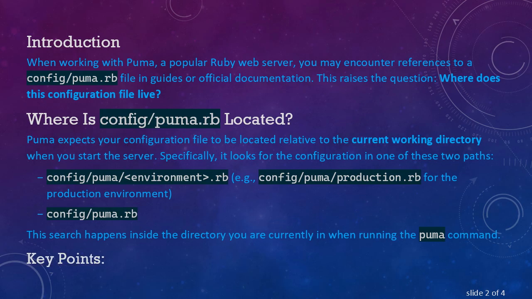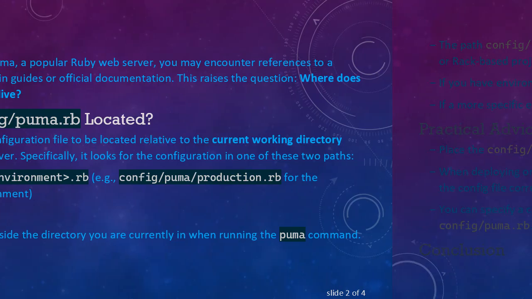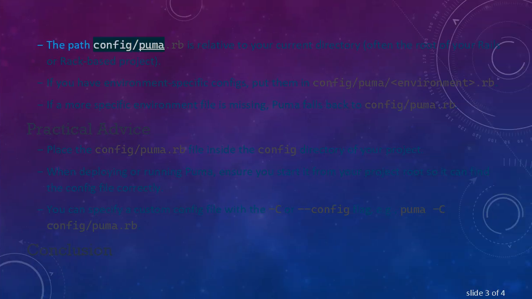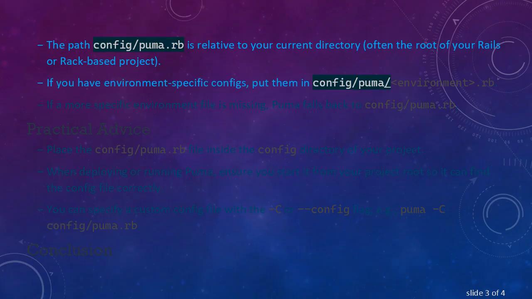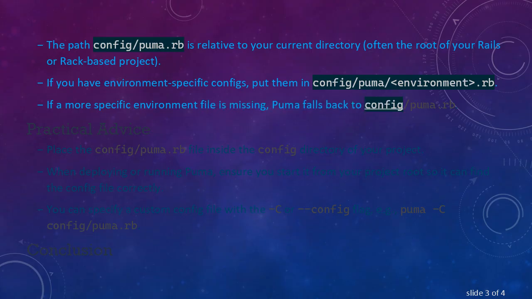Key points. The path config/puma.rb is relative to your current directory, often the root of your Rails or Rack-based project. If you have environment-specific configs, put them in config/puma/environment.rb. If a more specific environment file is missing, Puma falls back to config/puma.rb.